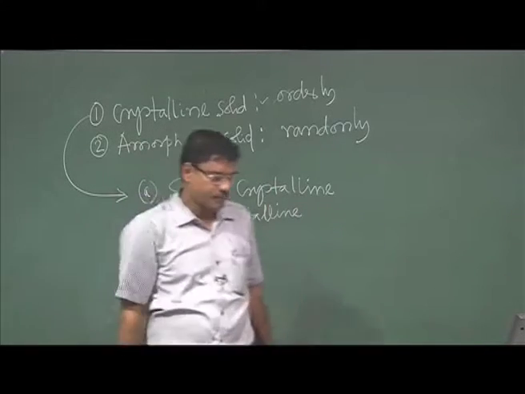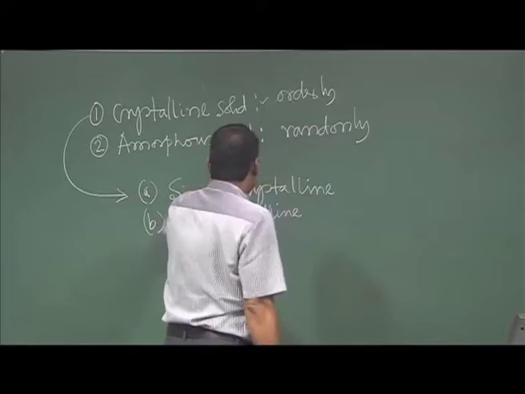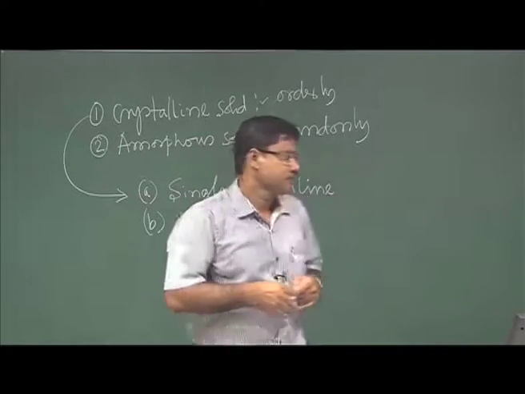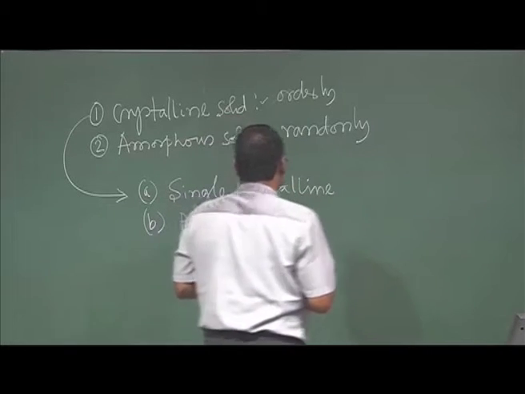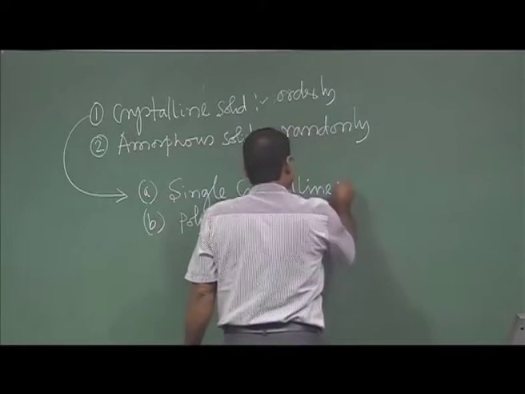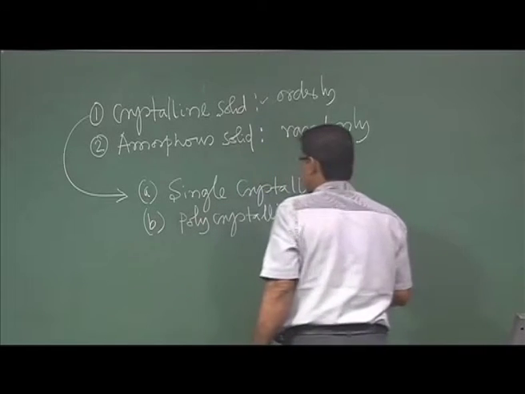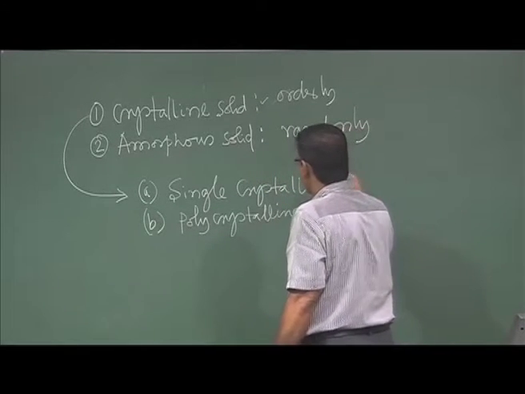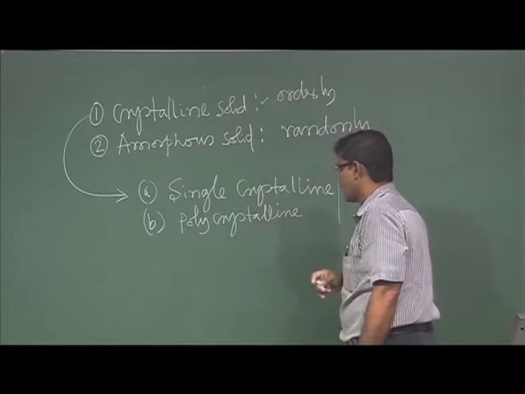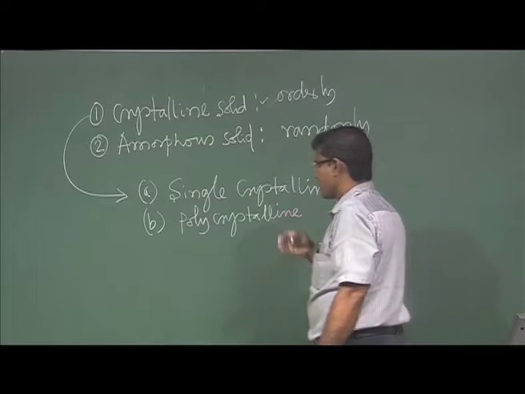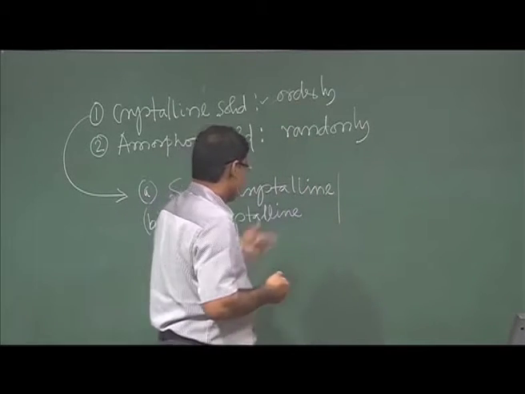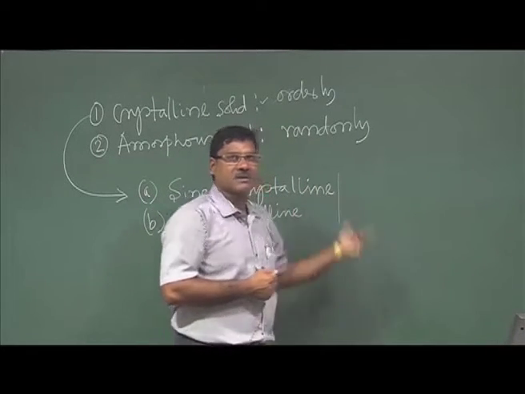Polycrystalline solid. Both are crystalline, that means atoms are arranged orderly in the solid. The difference between these two is that single crystalline has a long range ordering of the atoms in the solid, and polycrystalline has short range ordering of the atoms in the solid.